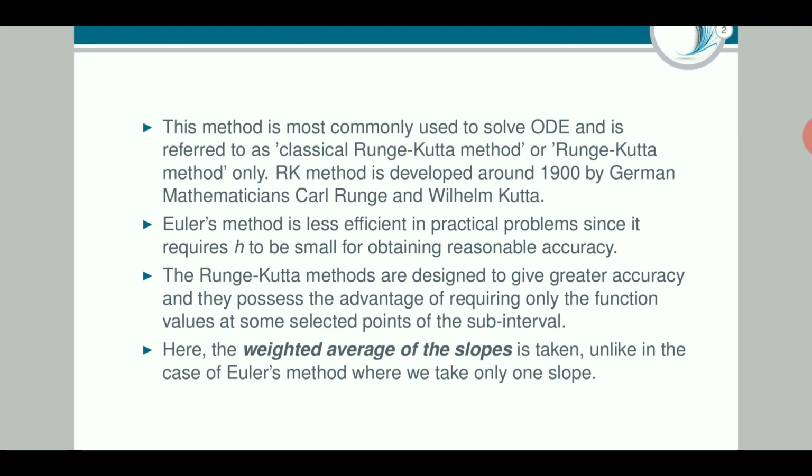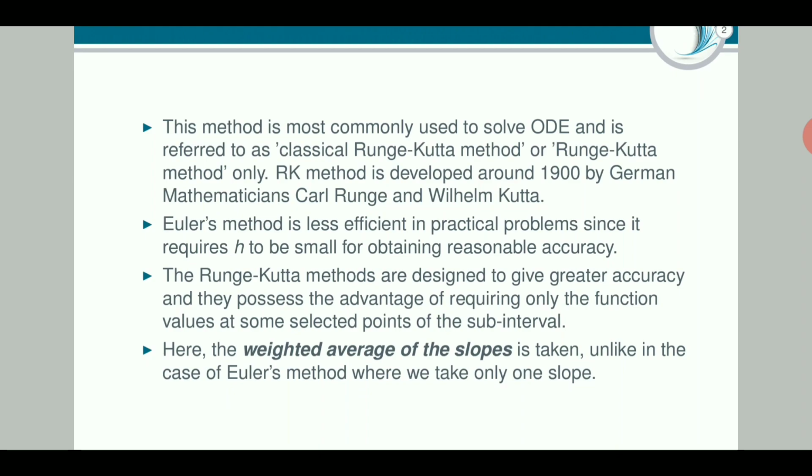Euler's method is less efficient in practical problems since it requires h to be small for obtaining reasonable accuracy. This is the shortcoming of Euler's method. I discussed this in that Zoom conferencing session also. For that reason, we tackled Euler's method using modified Euler's method. What do we do in Euler's method?